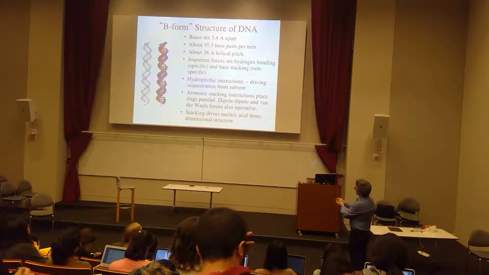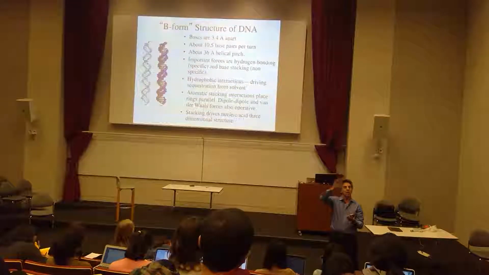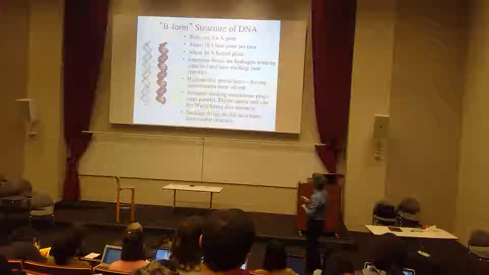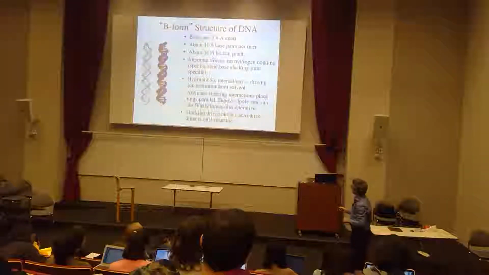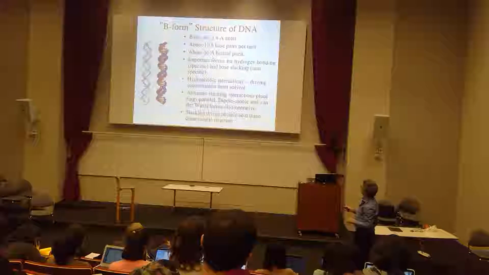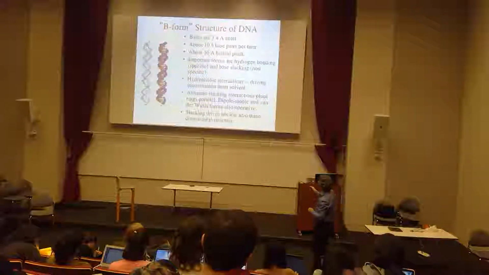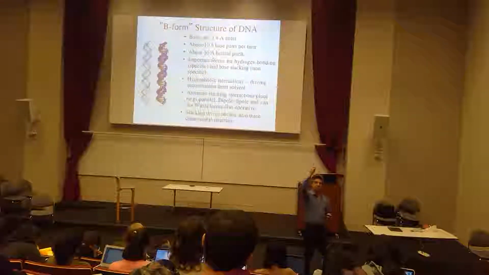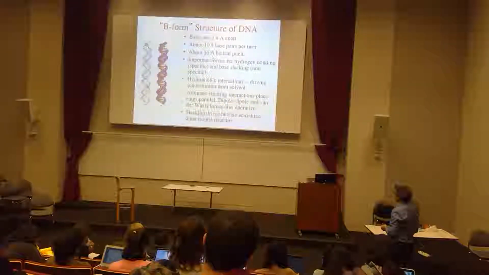Bases are packed so that they have very good van der Waals interactions between them. About 3.4 angstroms between the plane of one base pair and the next. About 10.5 base pairs per helical turn. And if you multiply those two together, you get one full turn of this B-form DNA, which gives you 36 angstroms.